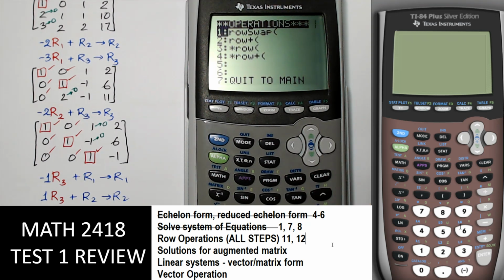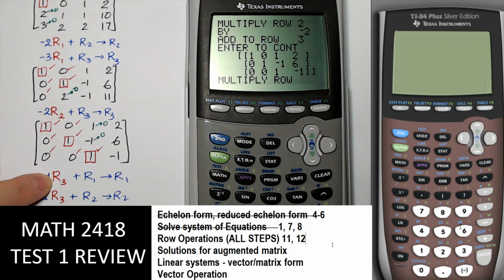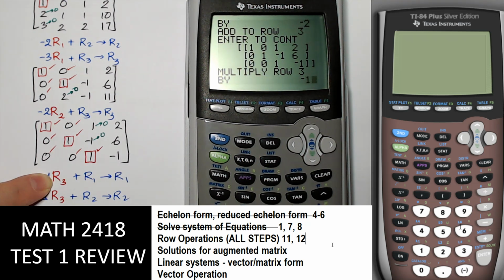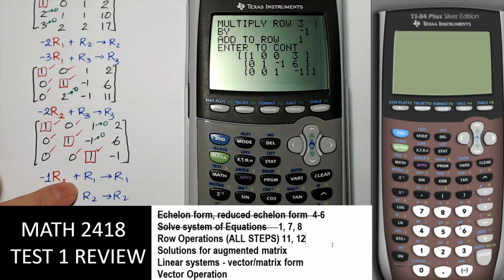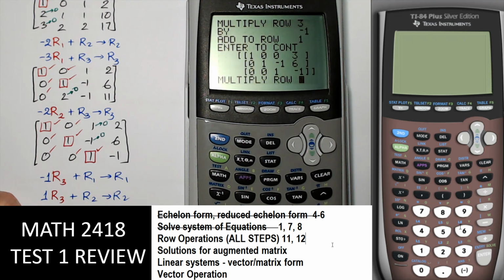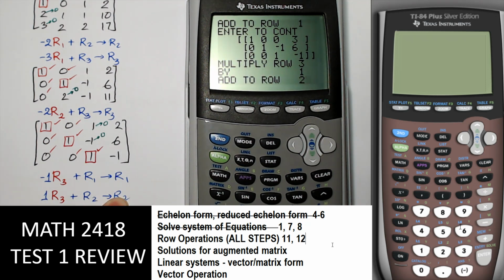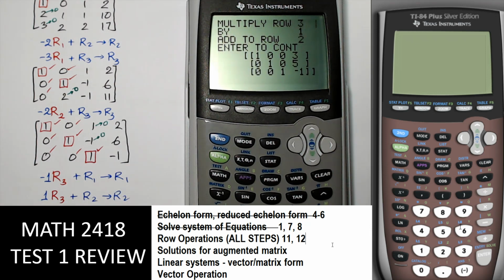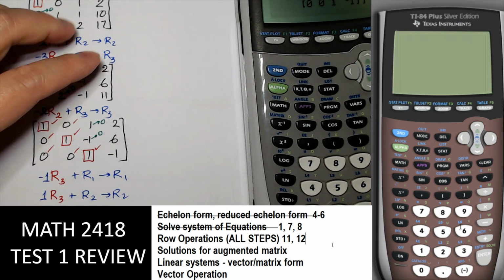Enter to continue. I choose option number 4. Multiply row 3 by negative 1. Add to row 1. And then hit enter to continue. Option number 4. Multiply row 3 by 1. Add to row 2. And we have that. Actually, that is the end result. So I'm going to put that somewhere.